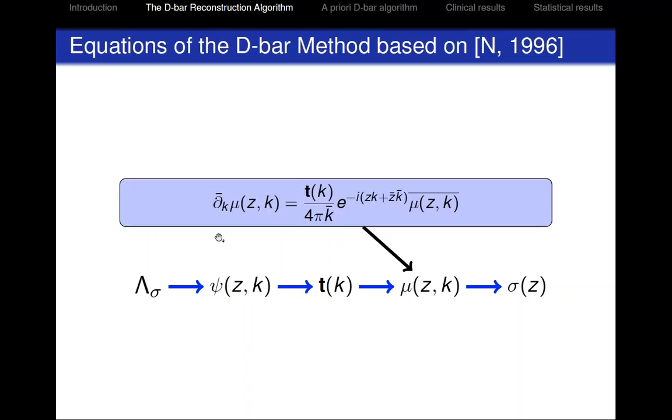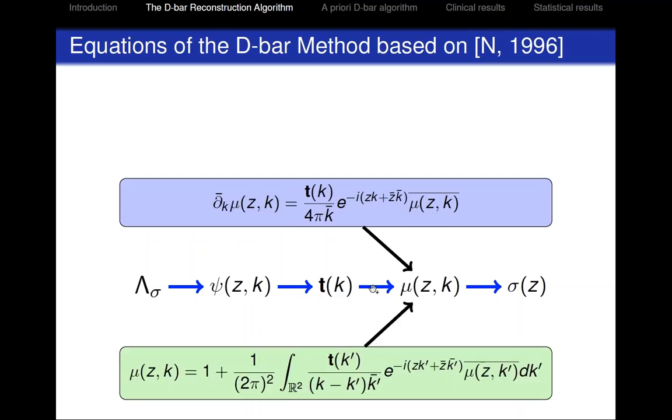Okay, we've almost gotten there. Now one can show by differentiating the Lippmann-Schwinger equation for mu with respect to k conjugate that mu satisfies this d-bar equation. So the partial of mu with respect to k conjugate is equal to the scattering transform divided by 4 k bar times this exponential factor, which is modulus 1, times the conjugate of mu at zk. So that's the d-bar equation, or you can use the generalized Cauchy integral formula to write it in integral form as follows. You can also see this as convolution with the Green's function for the d-bar operator.